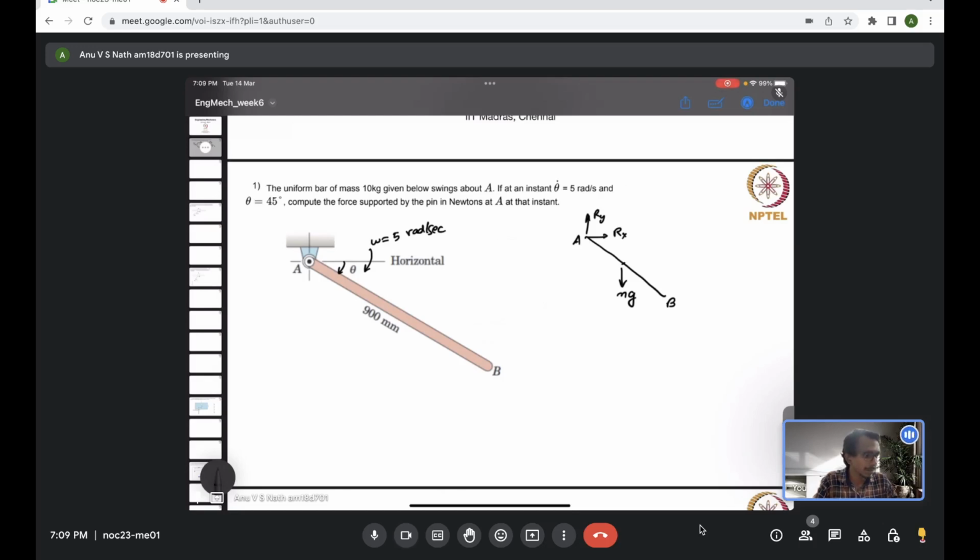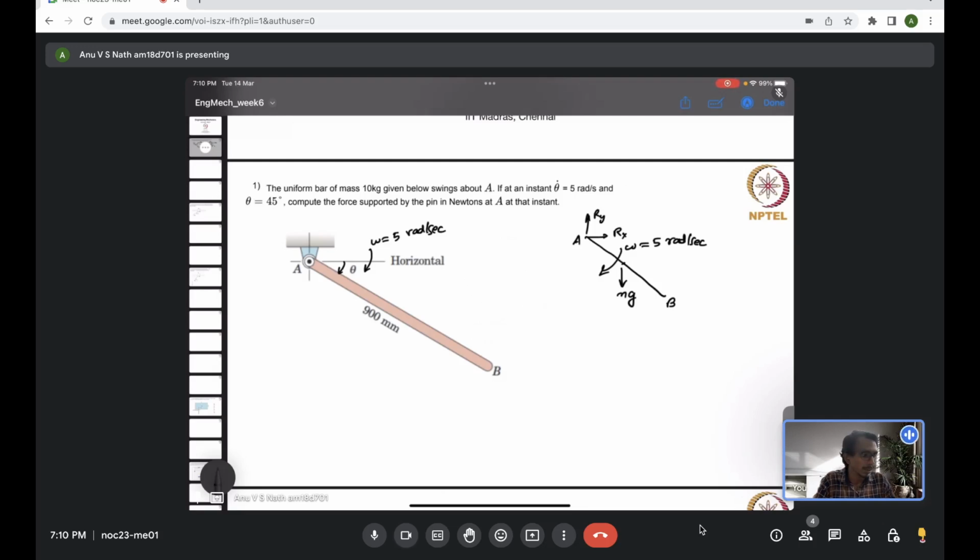We know this is swinging about the point A at an angular velocity which is given, 5 radian per second. So we have to compute the reaction forces Rx and Ry. Basically, we have to find the magnitude of the resultant of Rx and Ry. For that, we individually need to know Rx and Ry. So these are basically the forces acting on the system.